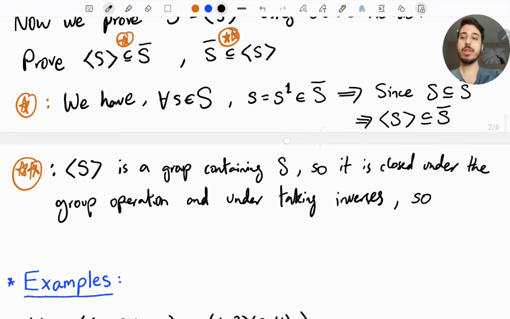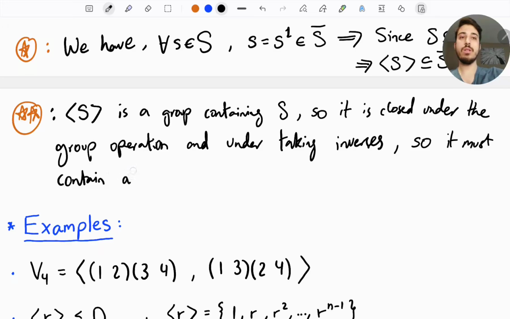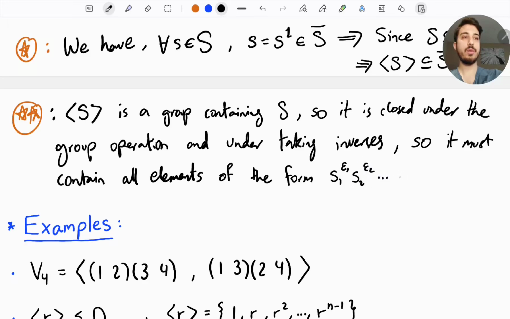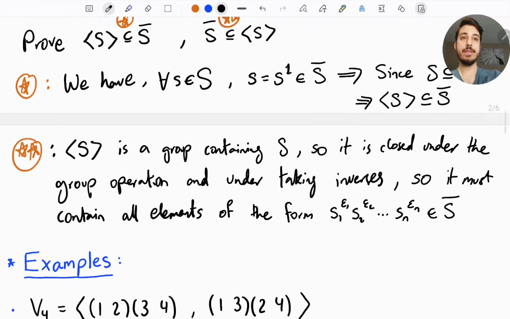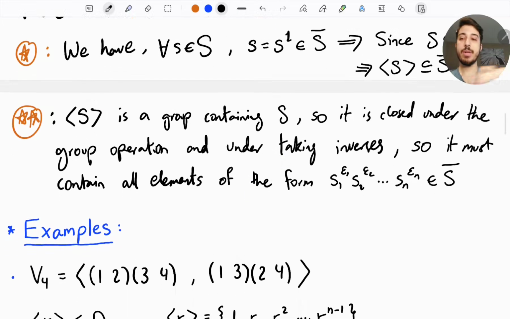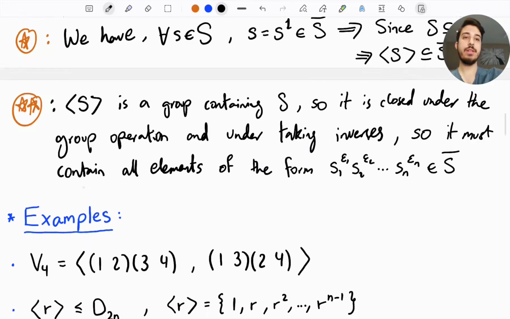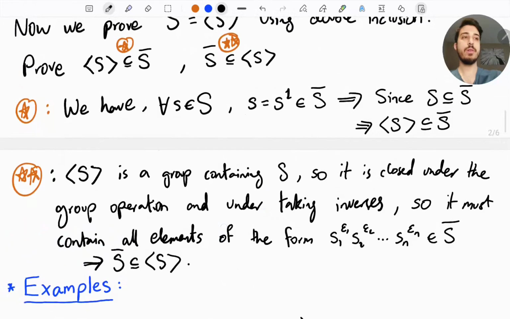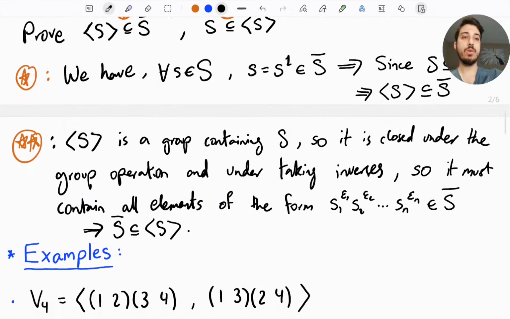So we can conclude it must contain all elements of the form that we have discussed earlier in the definition of S bar, s1 to the epsilon 1, s2 to the epsilon 2, all the way to sn to the epsilon n, which all lie in S bar, of course. So since every element in S bar is contained inside the subgroup generated by S, by virtue of it being a group, this means that S bar is contained inside the subgroup generated by S, therefore proving the double inclusion, therefore proving the equality. So this means that S bar is equal to the subgroup generated by S.